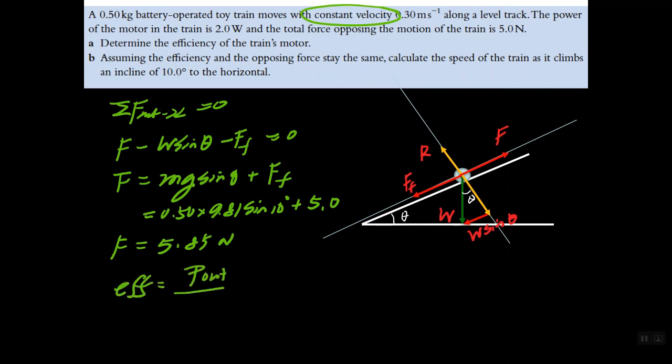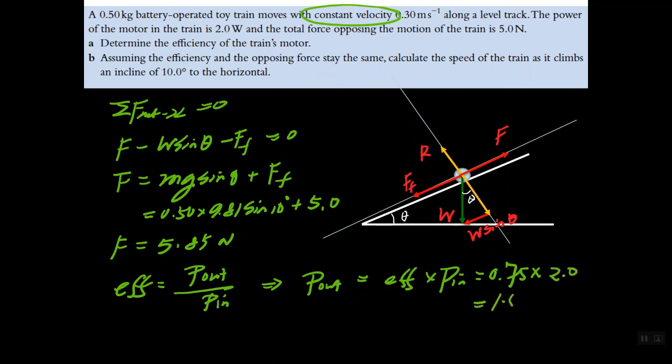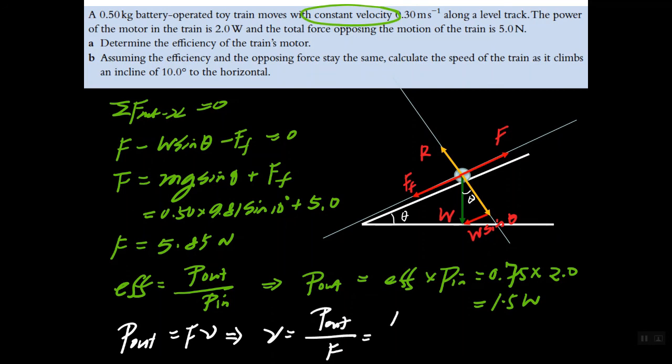But from part A, the efficiency is 0.75. We have P out over P in, and the power output should be the same. Efficiency times input power: efficiency 0.75 stays the same, times input power 2 watt, gives us 1.5, same as before. And output power equals engine force times velocity, so velocity equals output power divided by the engine force. Output power 1.5, force is 5.85. That gives us 0.26 meters per second.